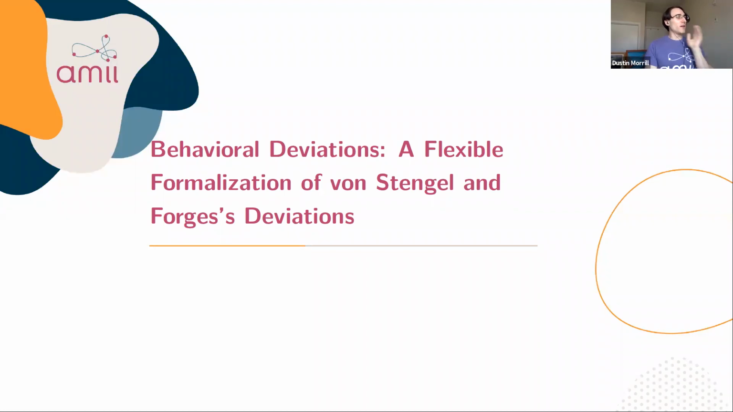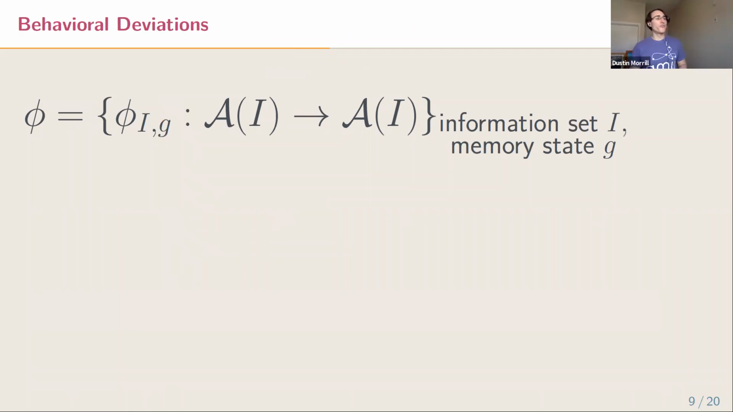Okay, so now I'm going to describe behavioral deviations. That's our name for this general formalization of von Stengel and Forge's deviations. And the way they're defined is by imposing a particular action transformation at every information set and every memory state that we could have in that information set. So notice that these transformations are over the set of actions, not the set of strategies, but in aggregate, altogether, they form a transformation, a deviation over entire strategy spaces.